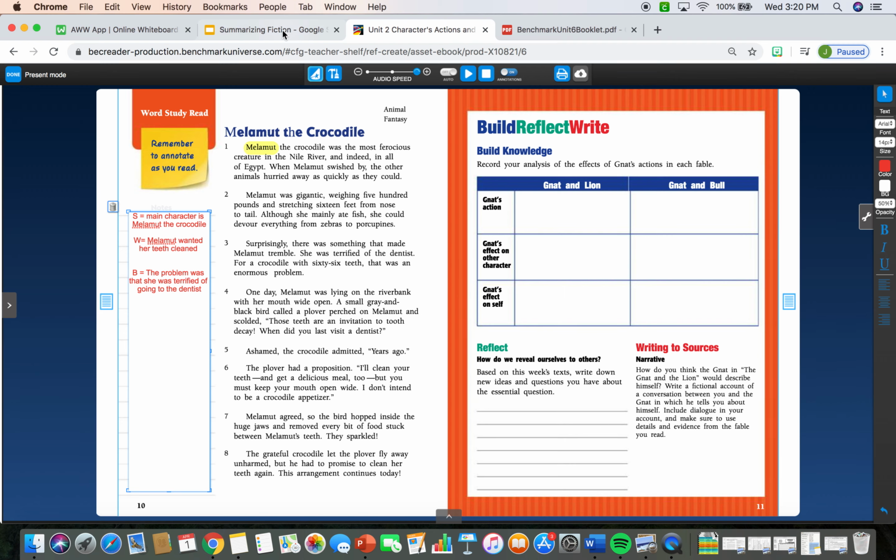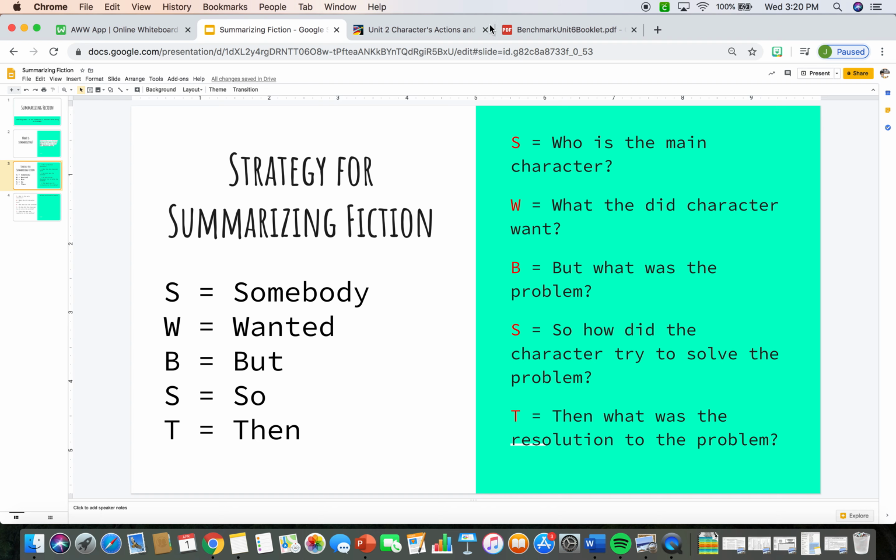So we have somebody wanted but, so we need so and then. So how did the character try to solve the problem? Let's figure that out.